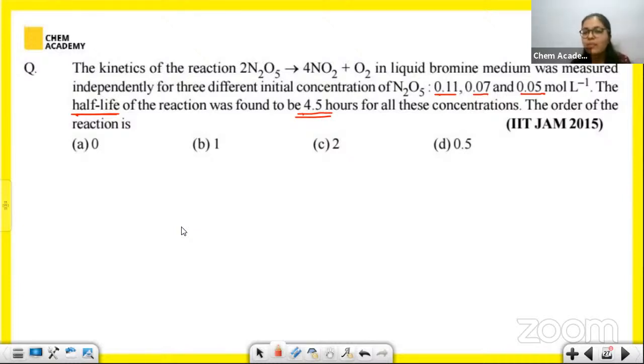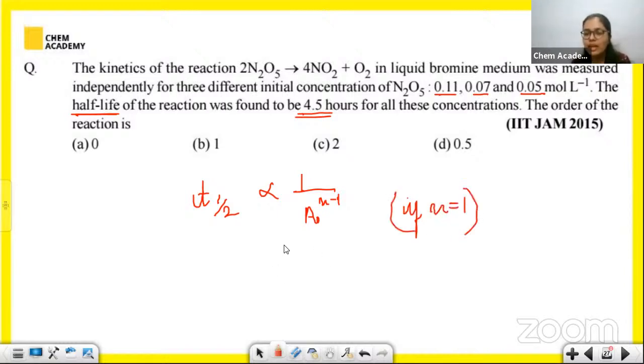See, here we have been given 3 initial concentrations, but all of them have the same half-life. Okay, so what did we just study? We just studied that T1/2 is inversely proportional to initial concentration raised to the power n minus 1. So now, if I take the value of n equals 1, what will happen? If I take n equals 1, A0 would become A0 raised to the power 0.